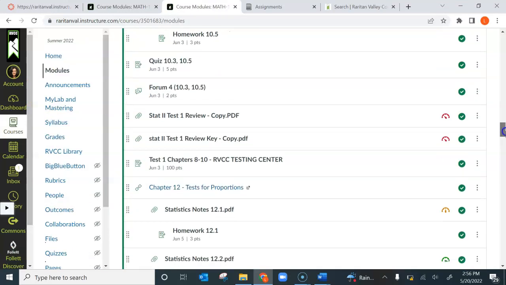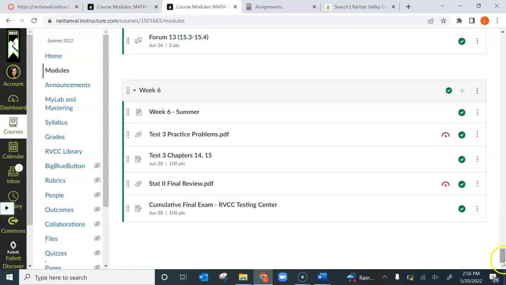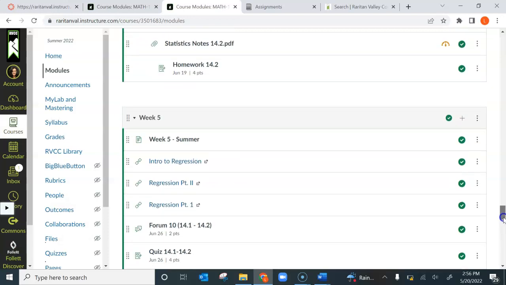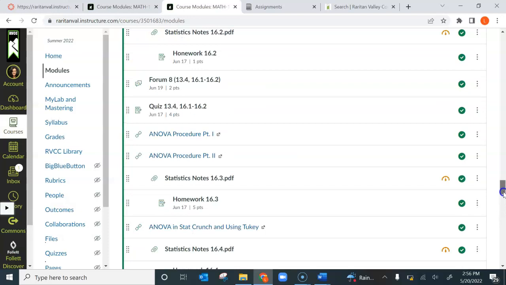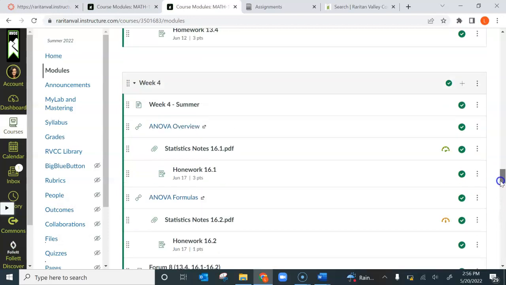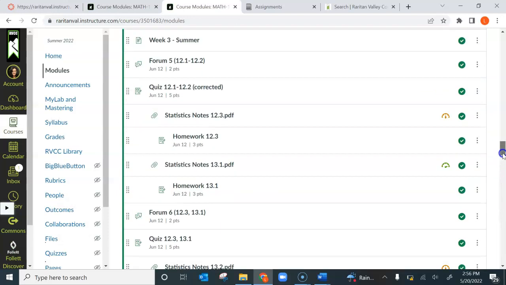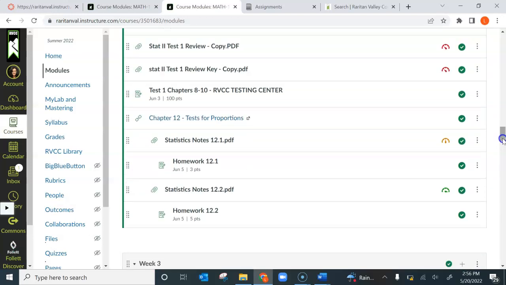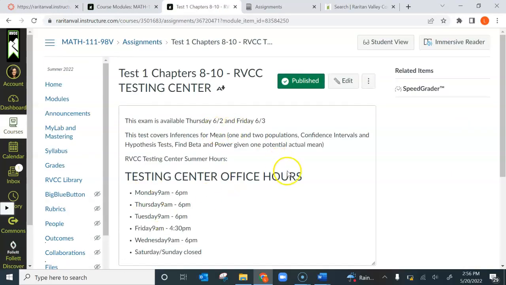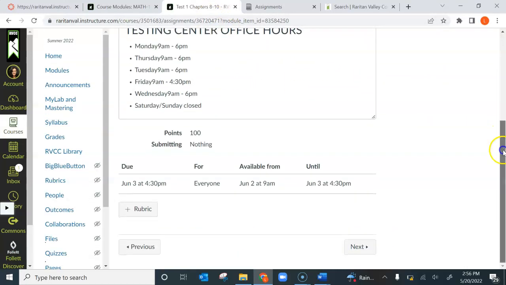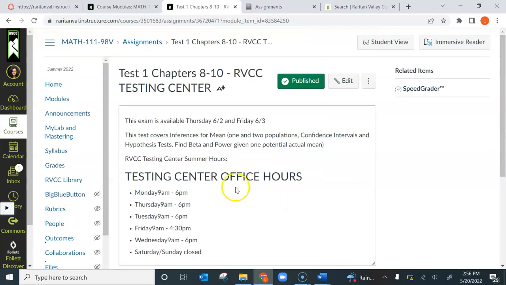So hopefully this is enough to get you started. I have everything open in case you want to move ahead. I did that on purpose. Since it's only 6 weeks, I wanted you to see the full 6 weeks so you know exactly when everything is. As far as your tests go, when it is time for a test, the information's here, but remember they must be taken in the RVCC Testing Center. So for example, test 1, chapters 8 to 10, I give you some information about the test and testing center hours. So please, you need to take those tests in the testing center.